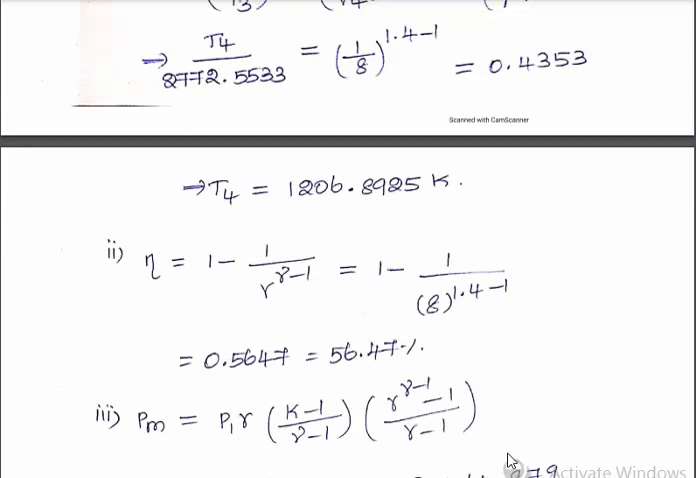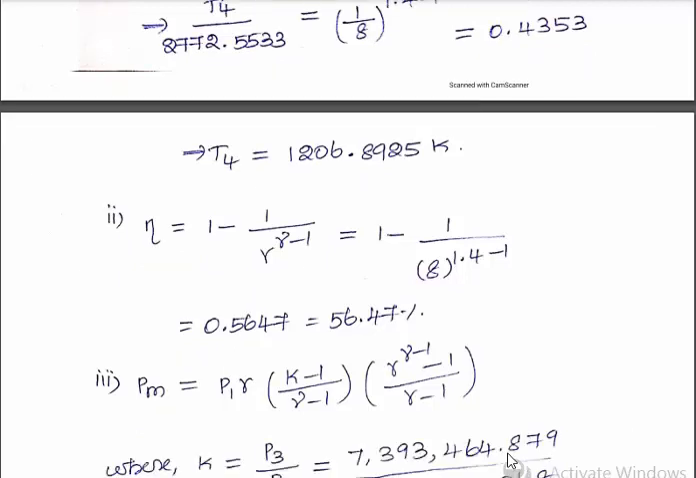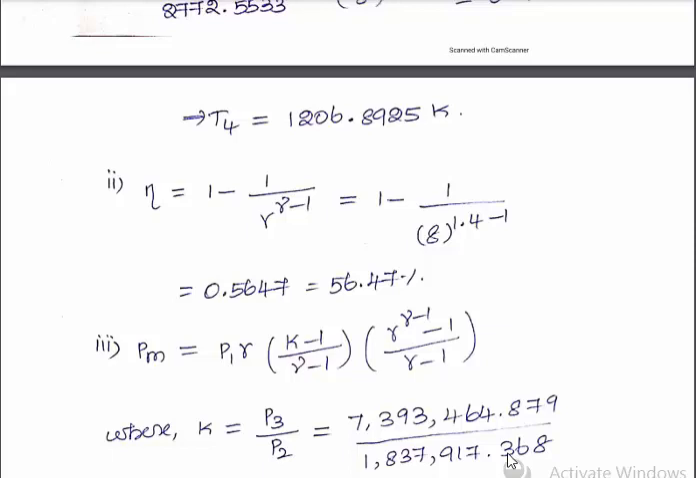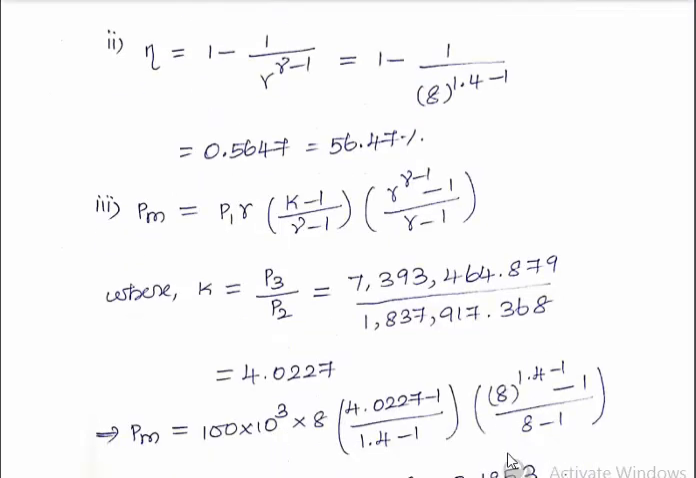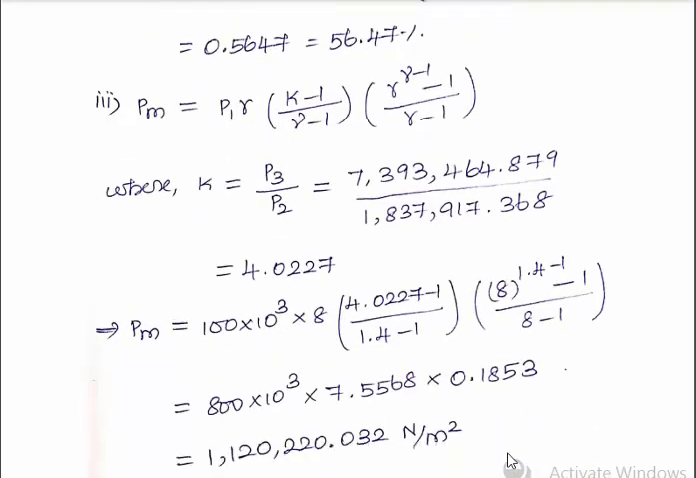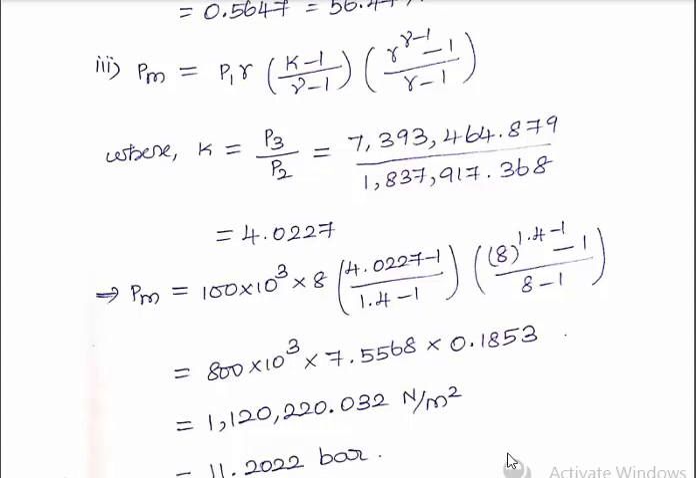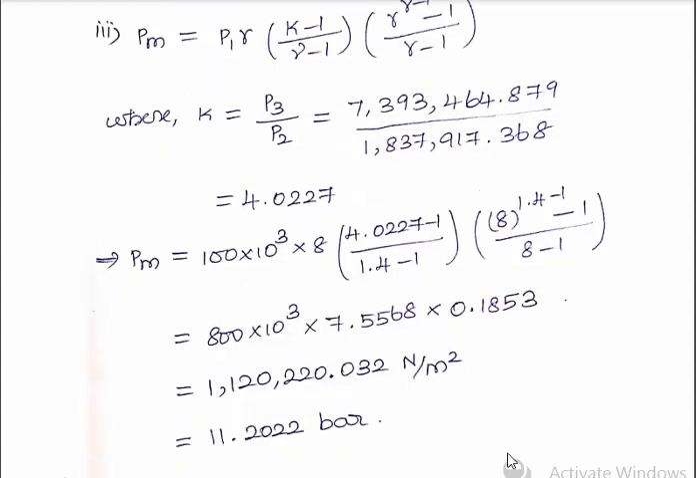Next, for calculating the mean effective pressure, we can use this formula. So inga K appadingira onnu mattum unknown irukku. K is nothing but pressure ratio. It is the ratio between pressure at point 3 and point 2. So both the values are known. P3, P2 values are known. So substitute pannom appadinna pressure ratio value 4.0227 nu kidaikkum. So remaining all values are known. So ellaa values-um substitute pannom appadinna mean effective pressure oda value 1120220.032 Newton per meter square nu kidaikkum. So that is 11.2022 bar.